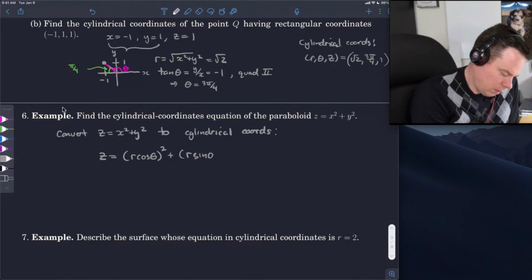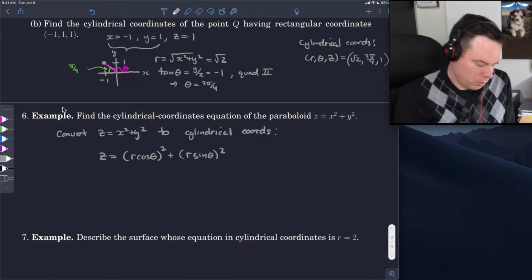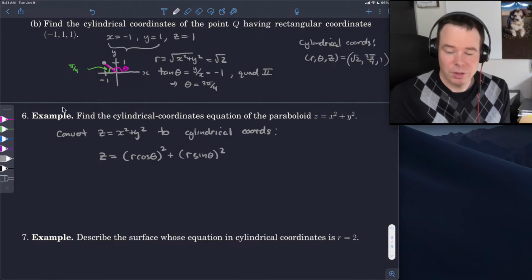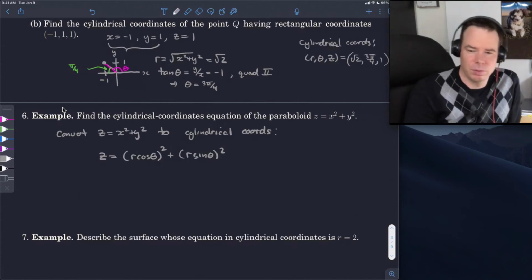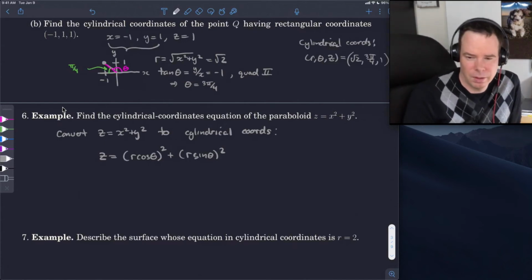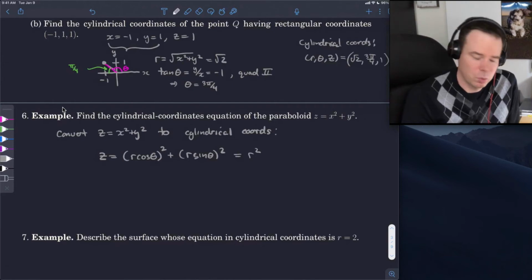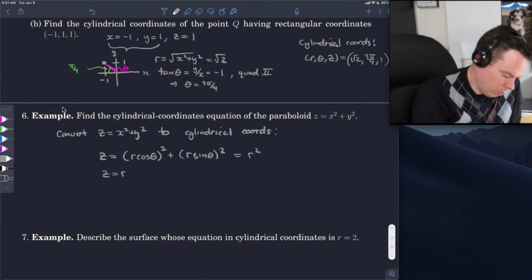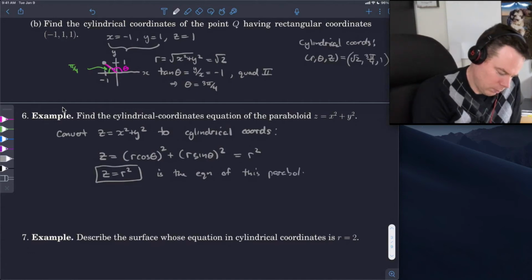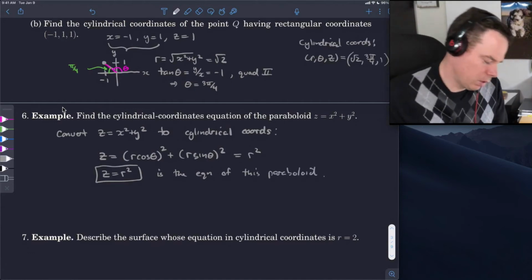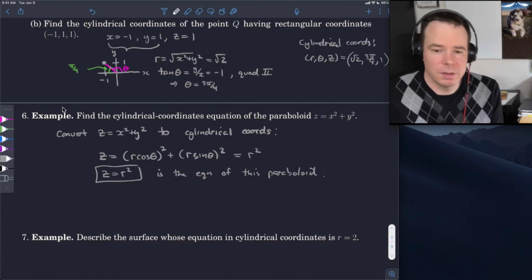It's r sine theta. So if I square both of those factors, I get r squared cos squared theta plus r squared sine squared theta. The cos squared plus sine squared gives me a 1, so this just drops down and becomes r squared. So in other words, z is equal to r squared is the equation of this paraboloid. Okay, so that's the equation of this paraboloid in cylindrical coordinates.